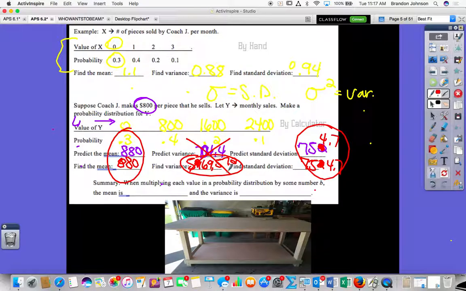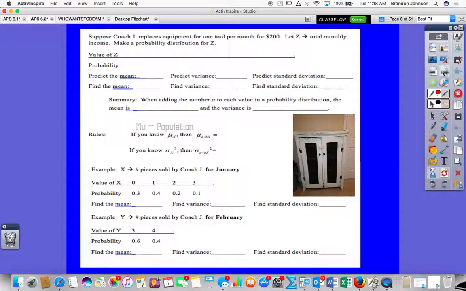So when multiplying each value in a probability distribution by some number b, the mean is multiplied by whatever the value is. In this case, we'd say b. The variance is multiplied by, again, we go to standard deviation first, then square it, so it's multiplied by b squared. When we talk about random variables, when we multiply by 800 or divide, we multiply by b for the mean and standard deviation, and for variance, we multiply by b squared. If you're good, say uh-huh. All right, let's go to the next one.